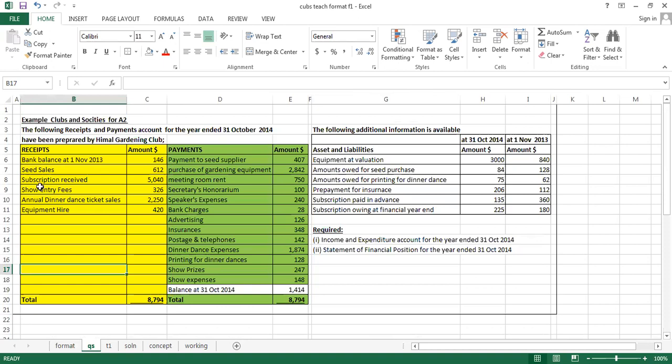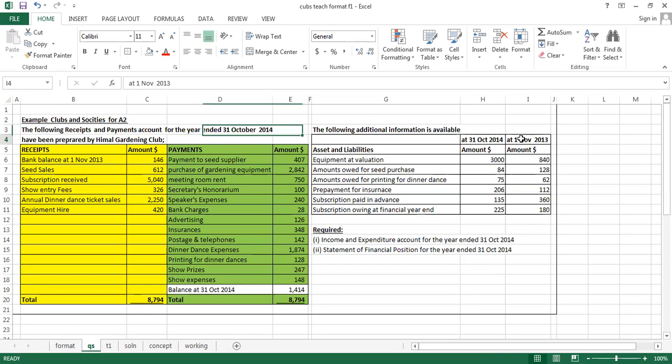You have receipts and payments. On the left side, you have all reasons for receipts. On the right side, all reasons for payments. And then you have additional information here, which shows the opening and the closing balance. Remember that your year ends on 31 October 2014. So after October comes November.